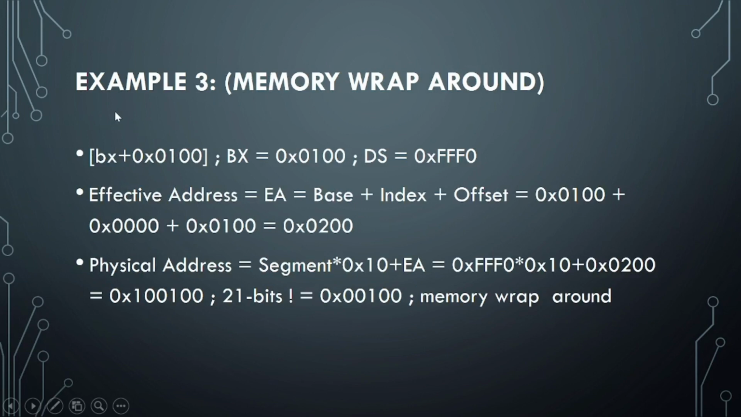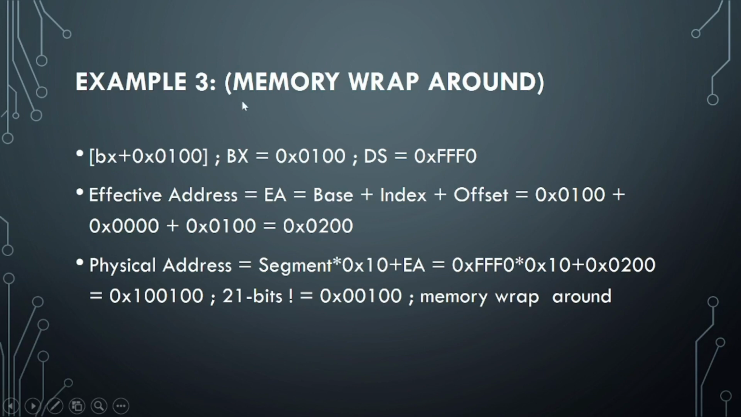Let's consider another example which will reveal the concept of memory wraparound. We have base plus offset. The value of offset is 0x0100. The value of base is 0x0100. And the value of the data segment is 0xFFF0.